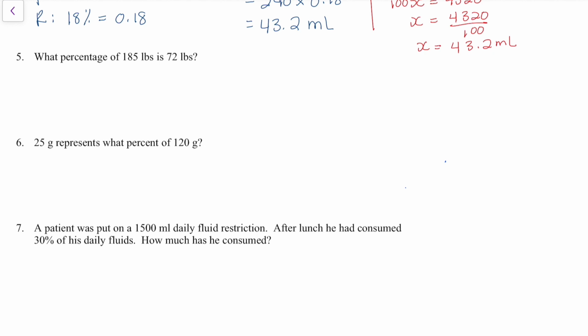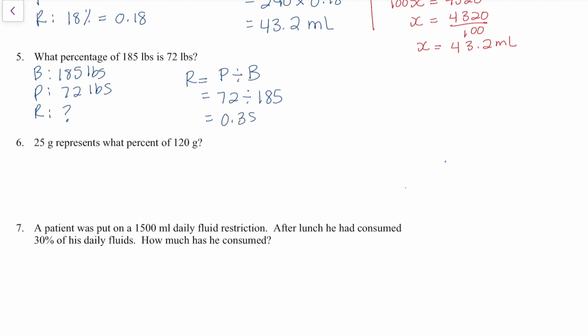In question number 5, what percentage of 185 pounds is 72 pounds? So I'm looking for my rate, which is portion divided by base. So I'm going to do 72 divided by 185 is 0.3891 and so on, or we can say 38.92% if we round to 2 decimal places in our percent.